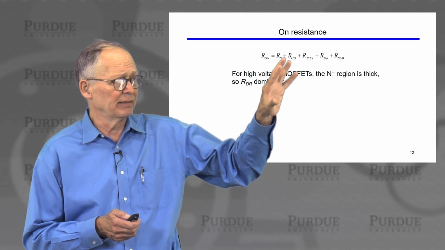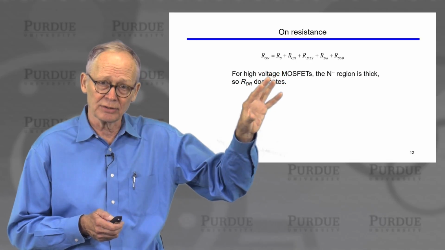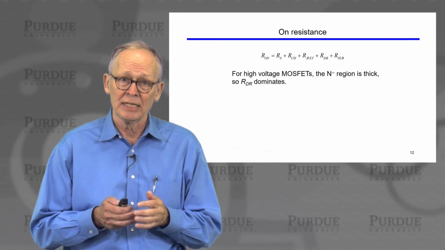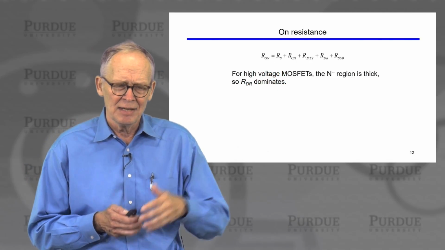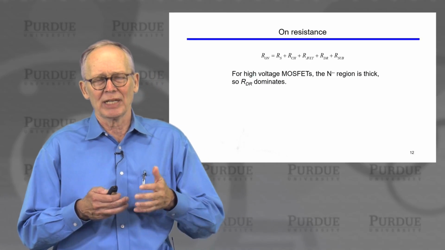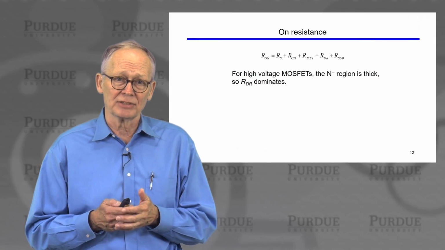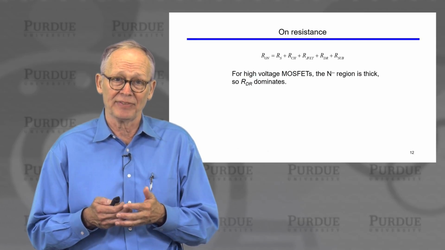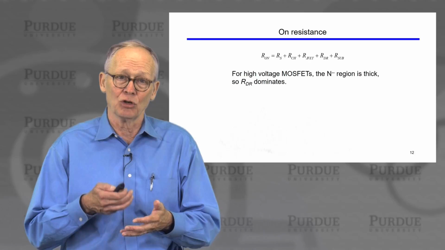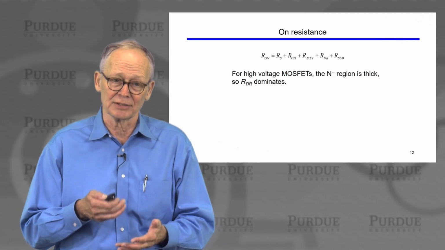And a device designer in general would have to look carefully at all of those and try to minimize each one of those to achieve a low on resistance. But if I go to the limit, for example, when I'm looking for a very high voltage MOSFET, the high voltage is going to be a result from the fact that I have a very long, lightly doped N region where the vertical current is flowing.